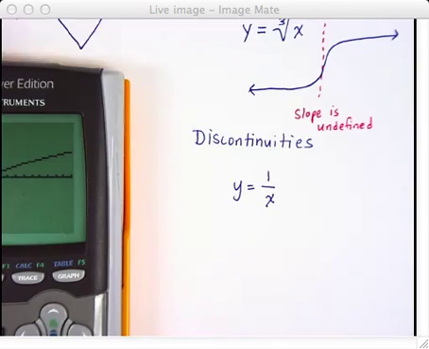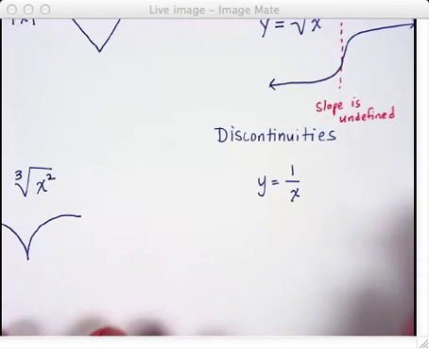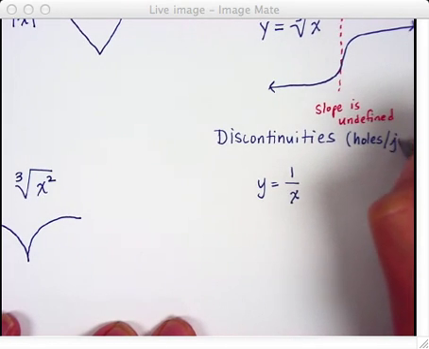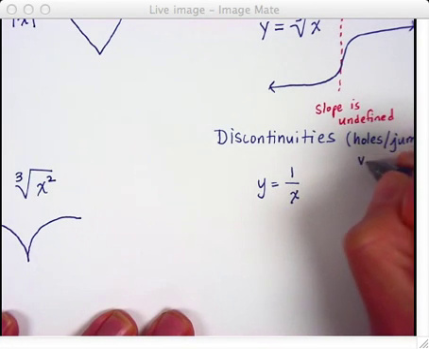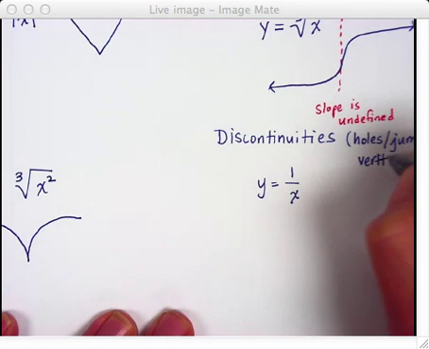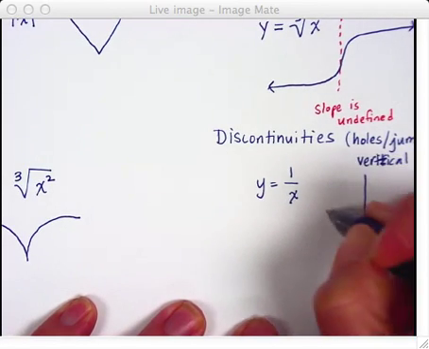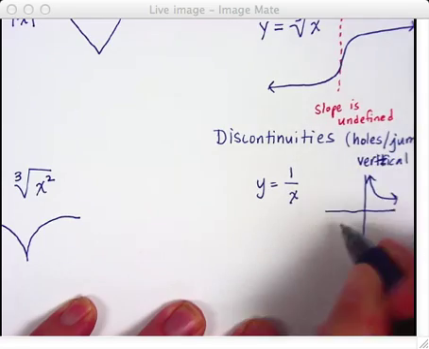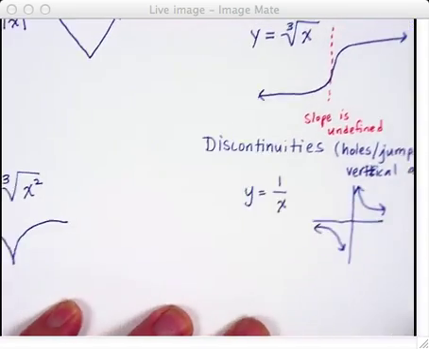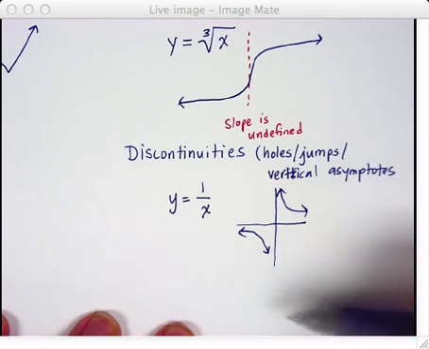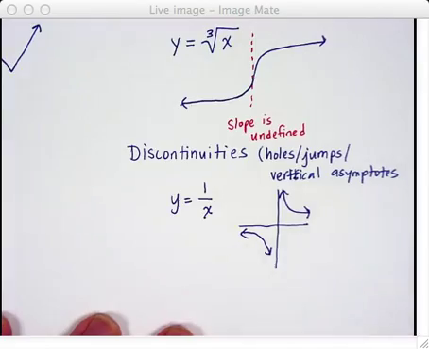And then discontinuities, that's when you have any holes or jumps. Holes, jumps, vertical asymptotes. Sorry about that. So it's functions like this. All right, so this particular function would not be differentiable at x equals 0 because there's a vertical asymptote there at x equals 0.